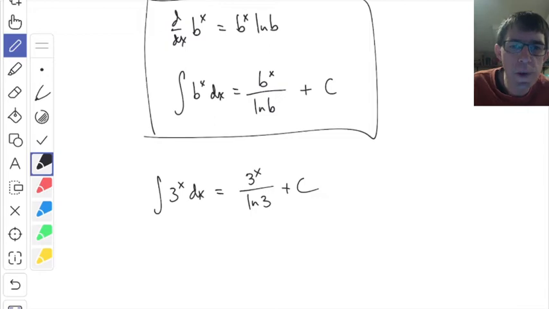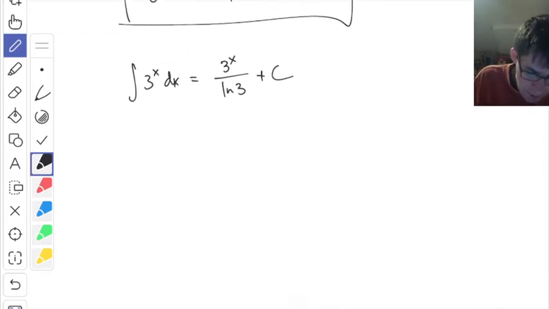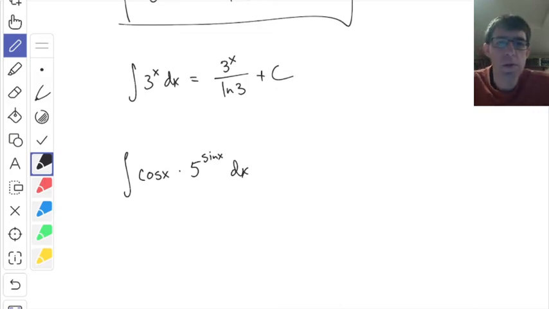This is more interesting when you have to do a u substitution at the same time. Let's just try a simple one like that. How about the integral of, this will be wild, cosine of x times 5 to the power sine of x dx. This is a little wild and crazy. You better do a u substitution, because that's really the only fancy trick that we know of to handle a weird function like this. Would anyone like to suggest what to use for the u?